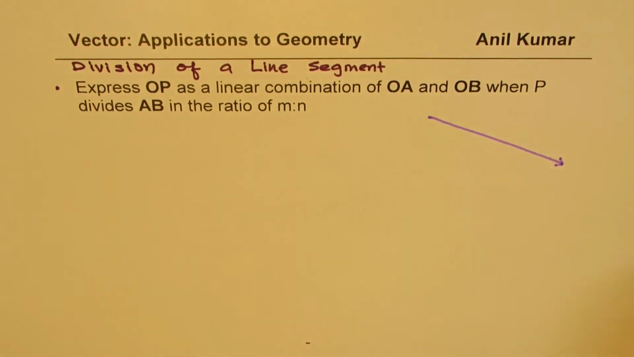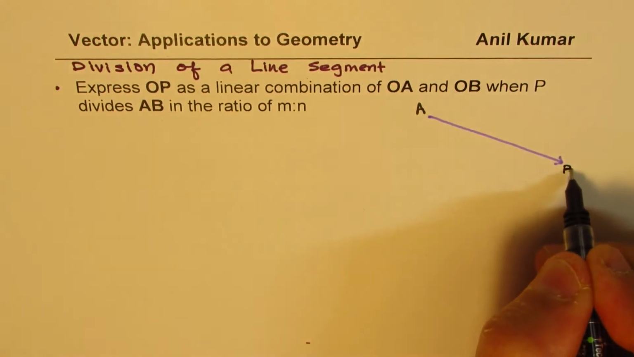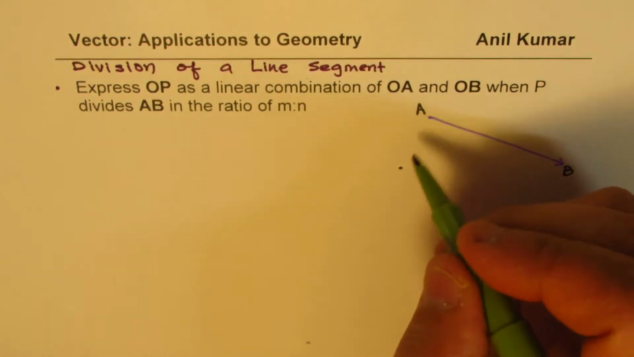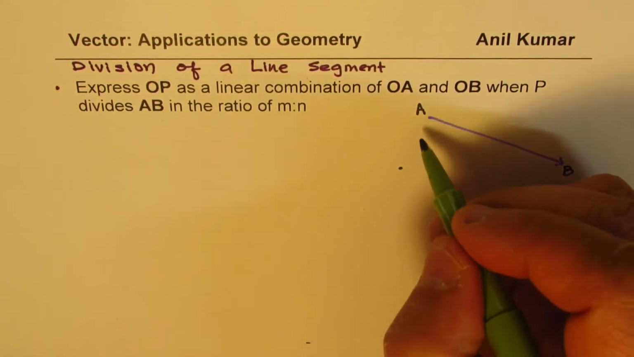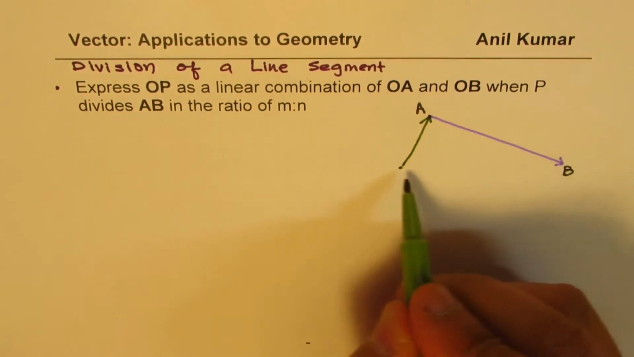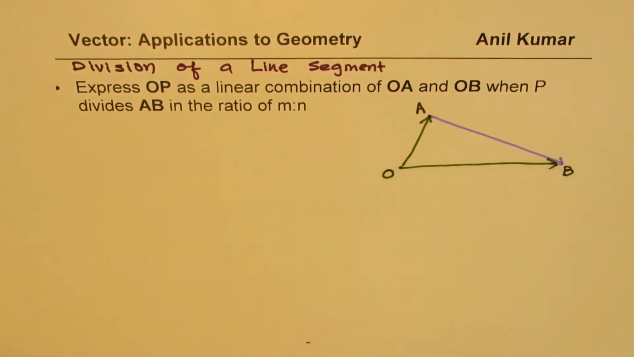So let us say we have a vector AB. So this is the vector AB for us. Let us take any external point O. You could think of it as the origin. So you get a position vector OA from here, and OB. So these become your position vectors, if O is considered as a point on the origin.